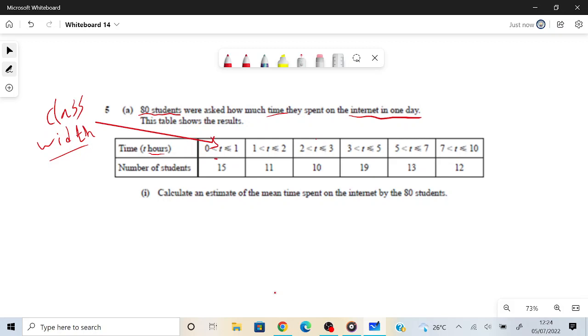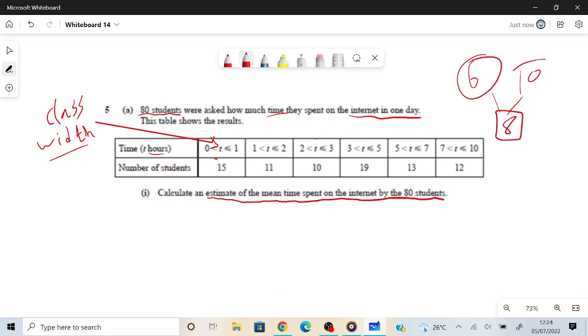In order to find the mean, because the question says calculate an estimate of the mean time spent on the internet by 80 students, the first thing you need to do is find the mid values of the range, simply the value in between the two. For example, if I had 6 and 10, the number in the middle is 8. You can find it by adding both numbers and dividing by 2. 10 plus 6 is 16, and divided by 2 gives 8. Again, this is just an example; numbers can be different.